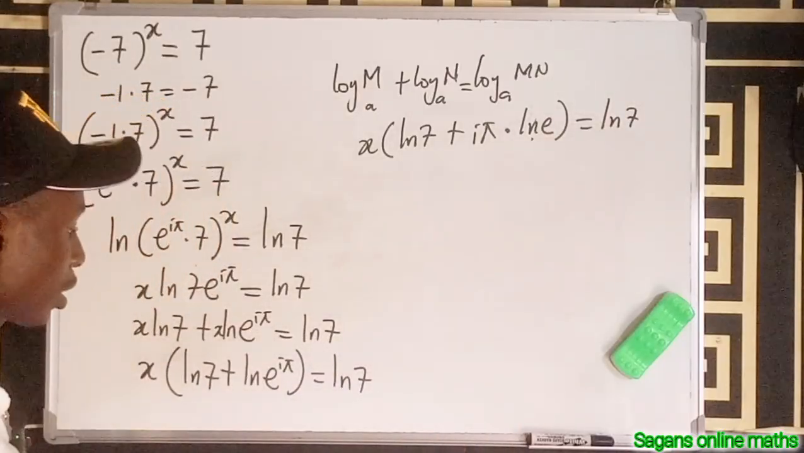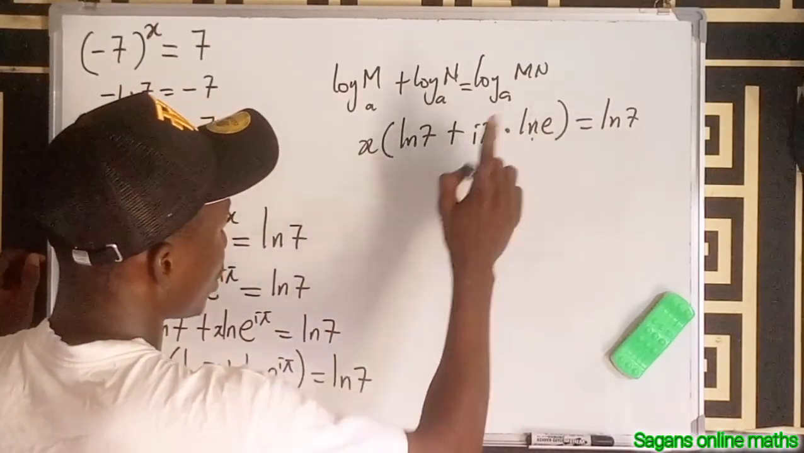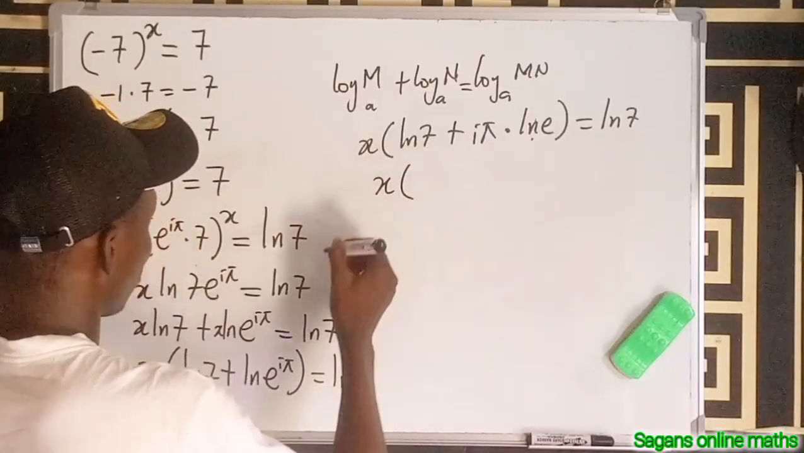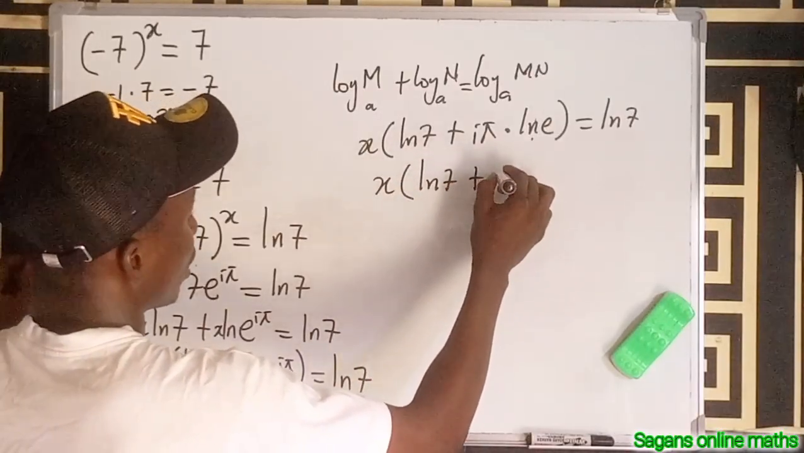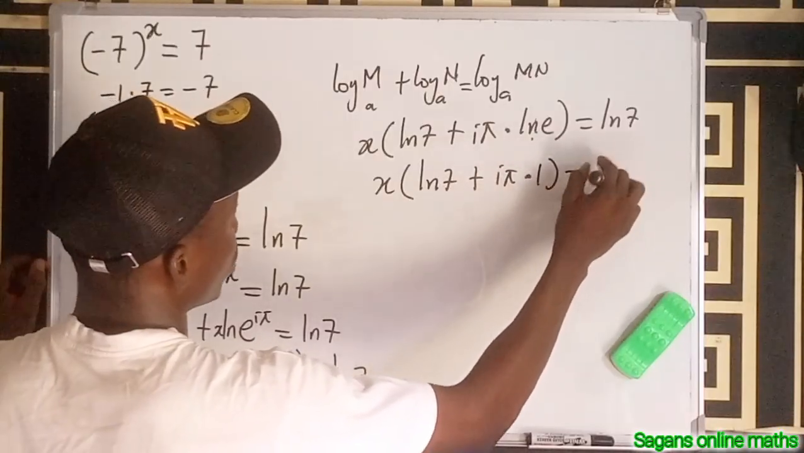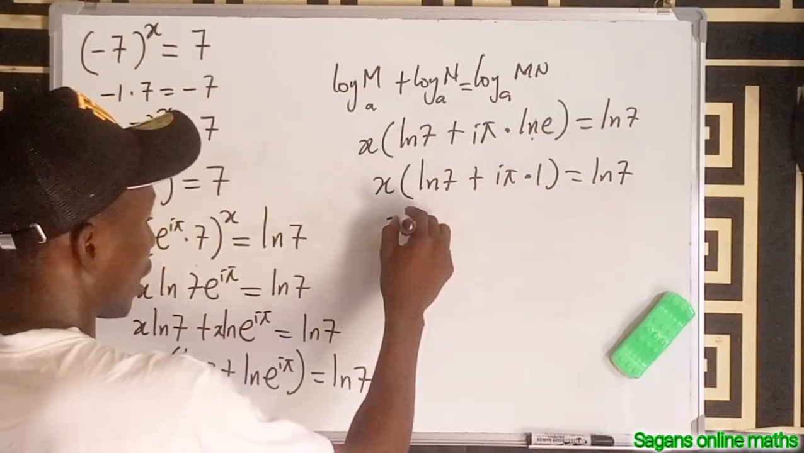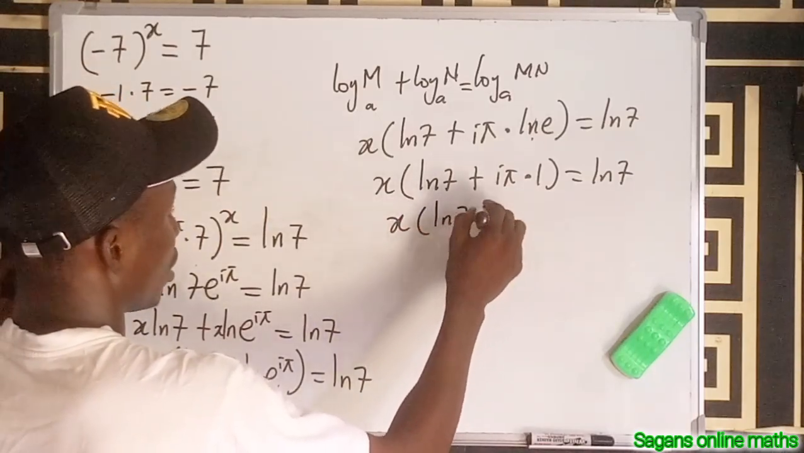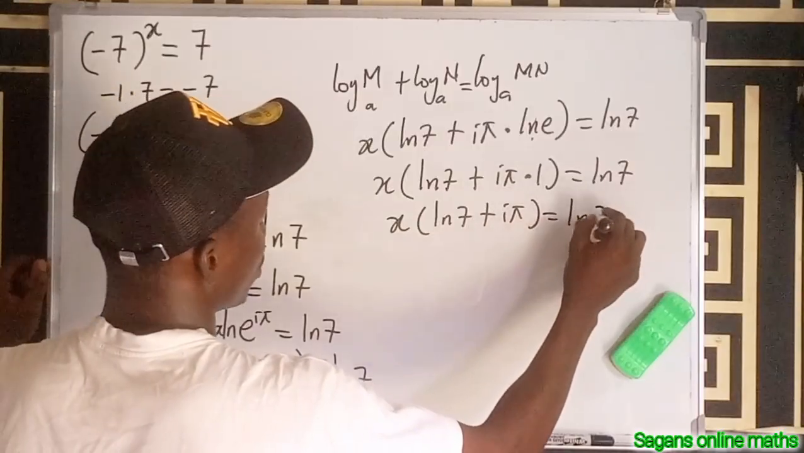Yes, this is pretty serious, students, right? This is amazing. Now natural logarithm of e to base e is 1. So I have that x into natural logarithm of 7 plus i pi, multiplied by 1, is equal to natural logarithm of 7. And this side is still the same. So x into natural logarithm of 7 plus i pi is equal to natural logarithm of 7.